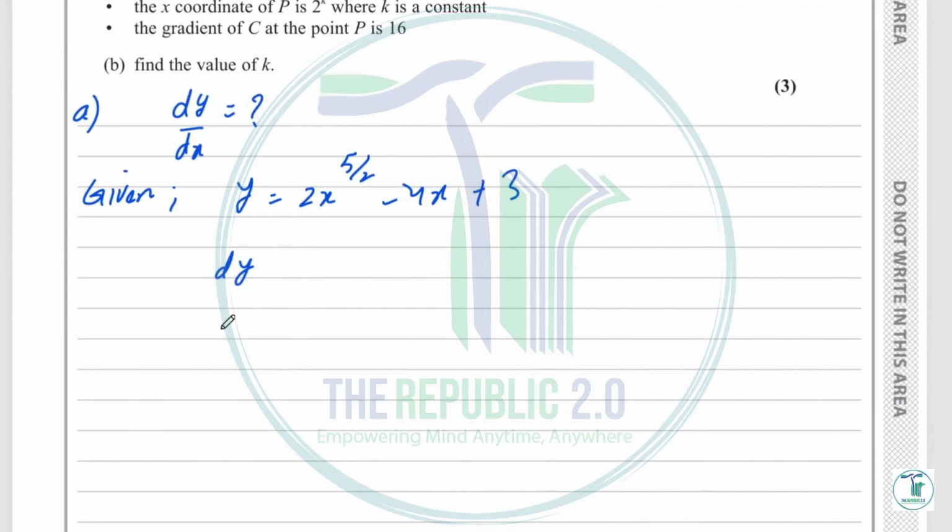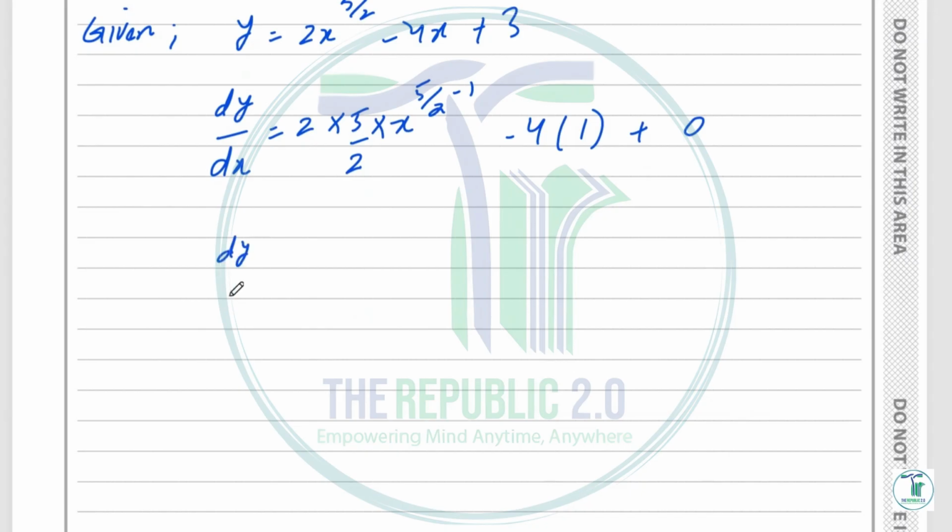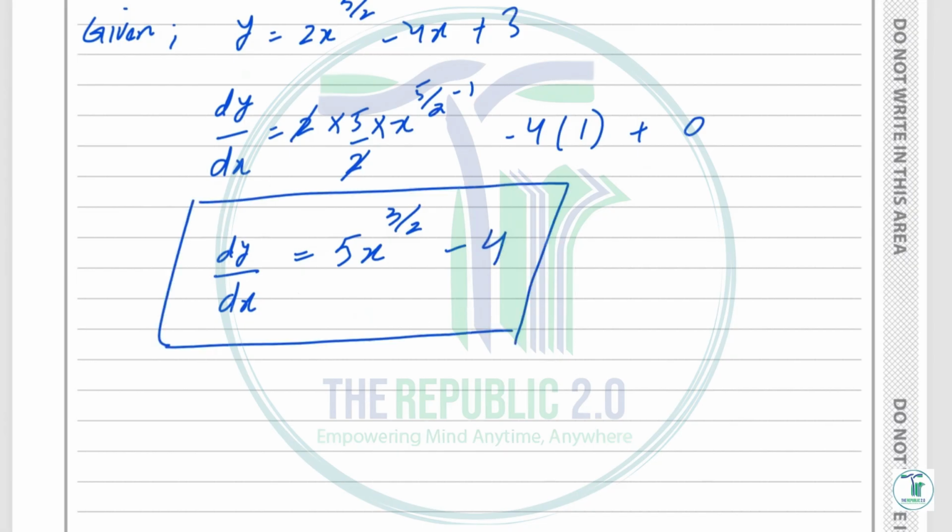So I would be having dy upon dx is equal to 2 times 5 by 2 times x to the power of 5 by 2 minus 1, minus 4 times 1, and the differentiation of 3 is going to be 0. So now dy upon dx is equal to, this 2 and 2 cancel out, and you have got 5x to the power of, 5 minus 2 is going to be 3, so 3 upon 2. So I've got 5x to the power of 3 by 2 minus 4. That is the differentiation of the given curve.